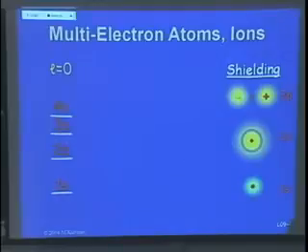The 2s has 1 node. The 3s has 2 nodes. The 4s, and so on, has 3 nodes. And if L equals 1, you have p electrons. We can have 2p, 3p, 4p, and so on.